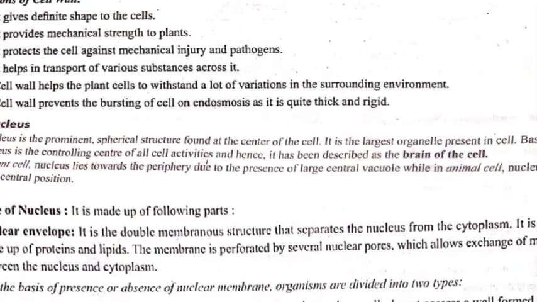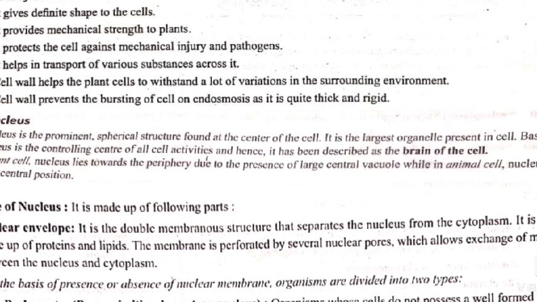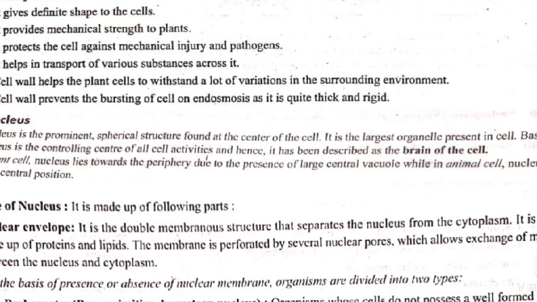The middle lamella consists of calcium and magnesium. The amount of calcium is more. Fruits become soft and juicy due to the dissolving of the middle lamella.